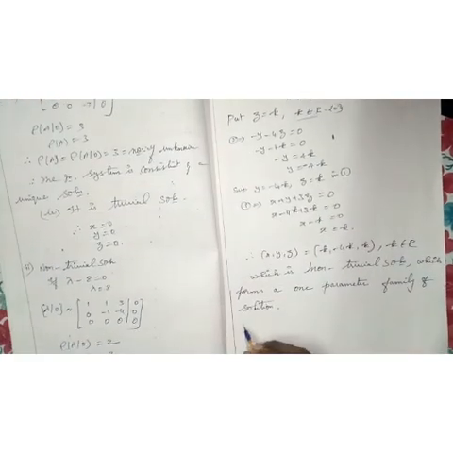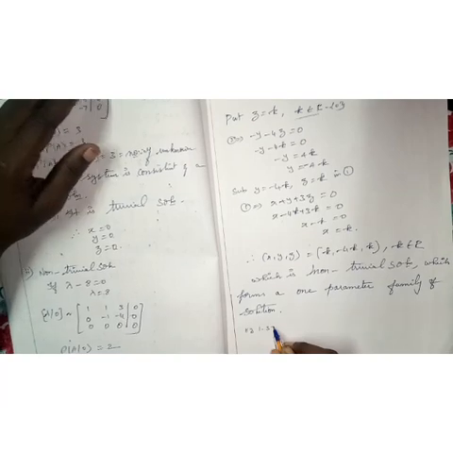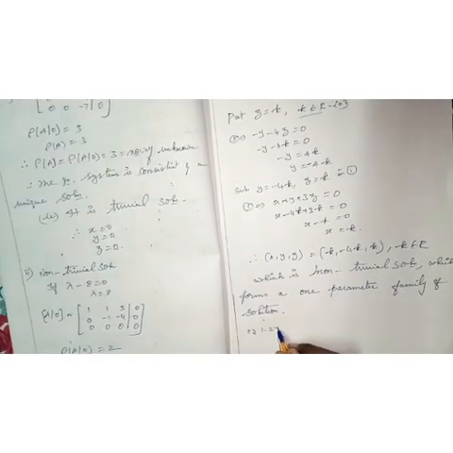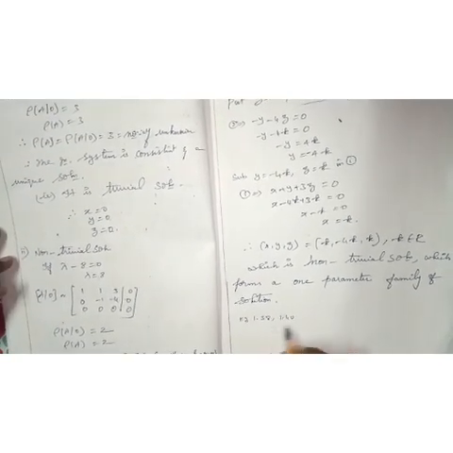Like the same example sums, you have to try example numbers 3.1.37, or you can try 1.38 and 1.40. You try these example sums.